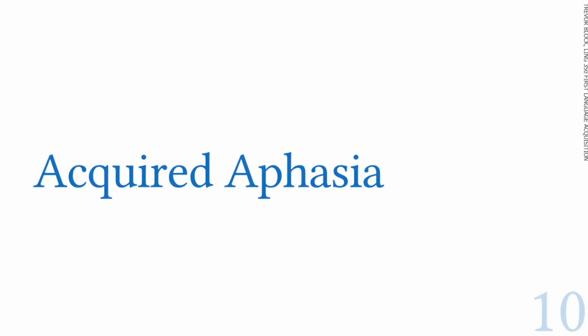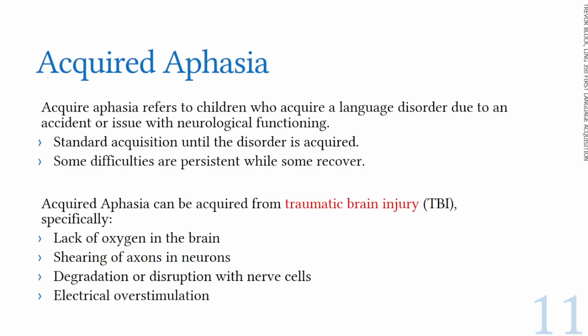Okay. This next one is different because this is a problem that children are not really born with. So this is like a child is born and then there's some issue that happens. Either there's a traumatic brain injury, so due to an accident, or there's just some neurological functioning issue that wasn't apparent early on. So a child is typical until this disorder is acquired with acquired aphasia.